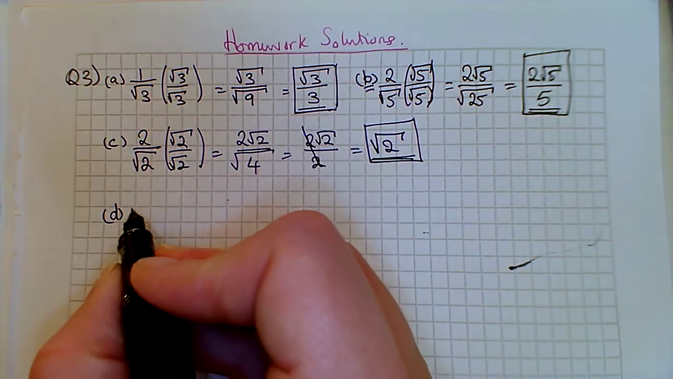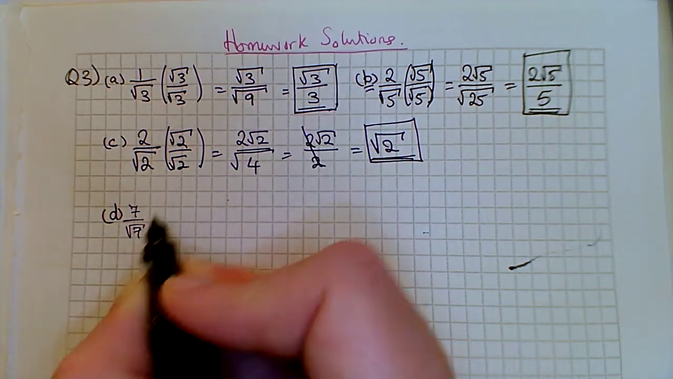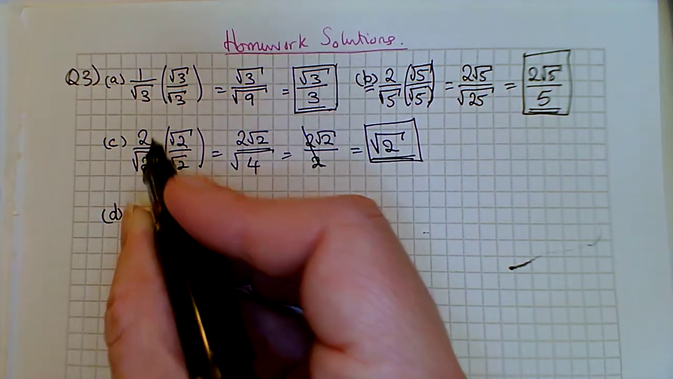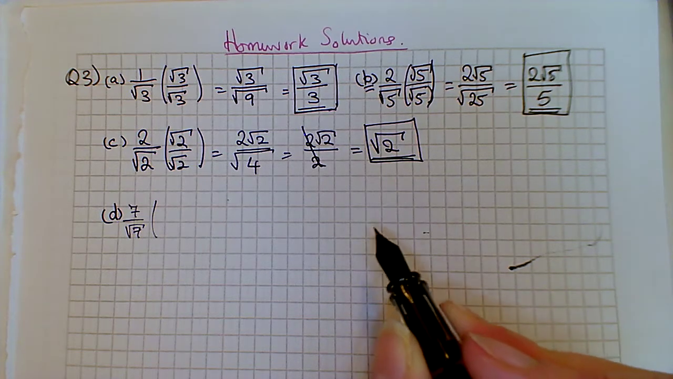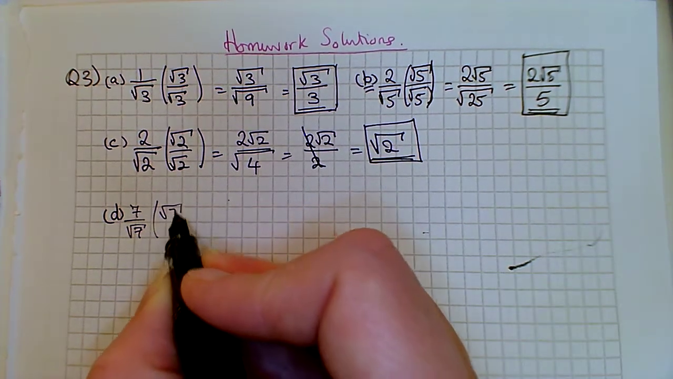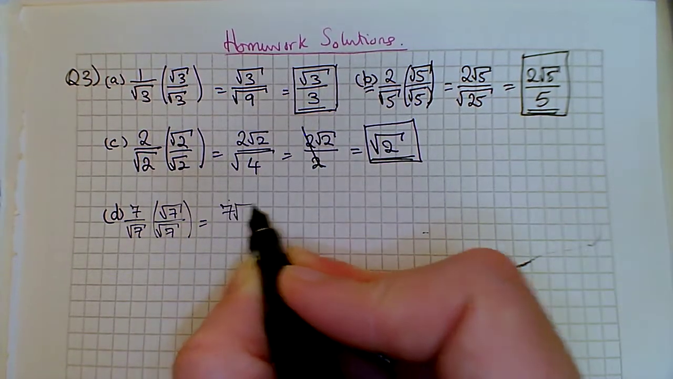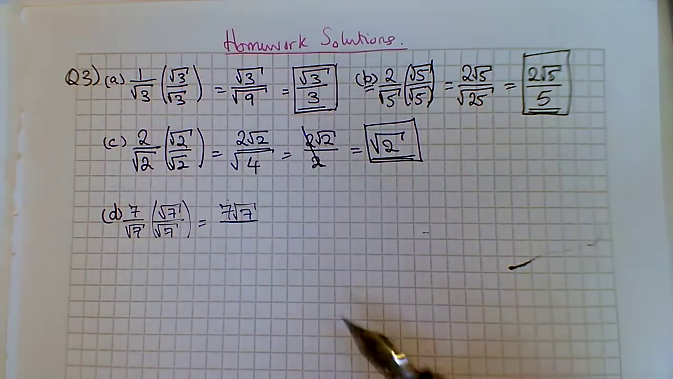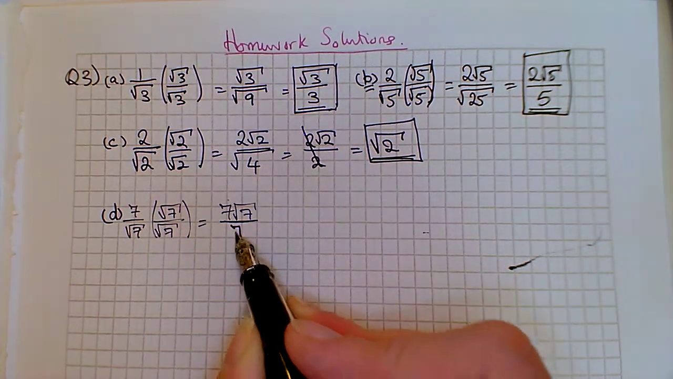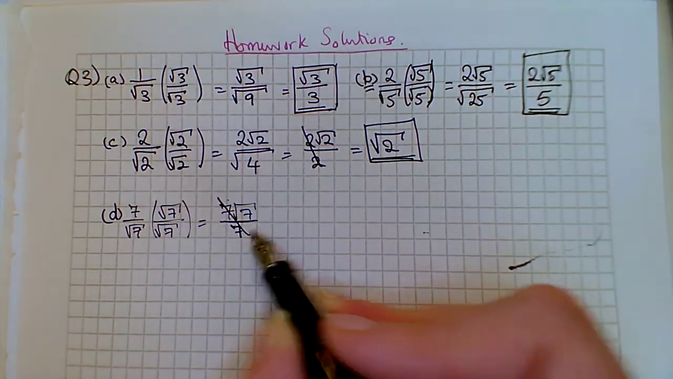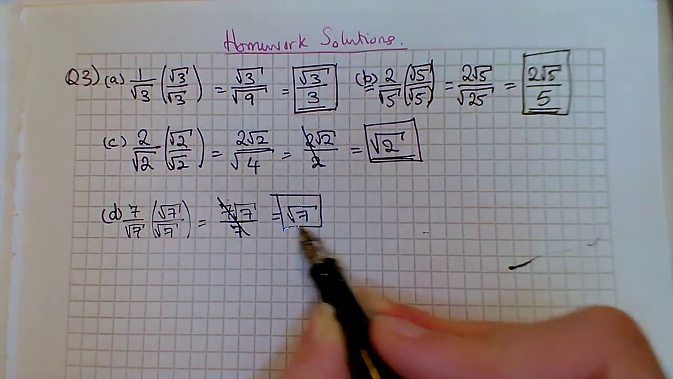Part D, a similar kind of pattern, 7 over the square root of 7. So you could probably guess we've got the same pattern as here. The answer should be the square root of 7. Again, we can check it in our calculator. I multiply the top and the bottom by the square root of 7. So I have 7 root 7. Let's start to take a shortcut here. We know this is going to be the square root of 49 and that's going to simplify to 7. So then that whole thing simplifies to the square root of 7.